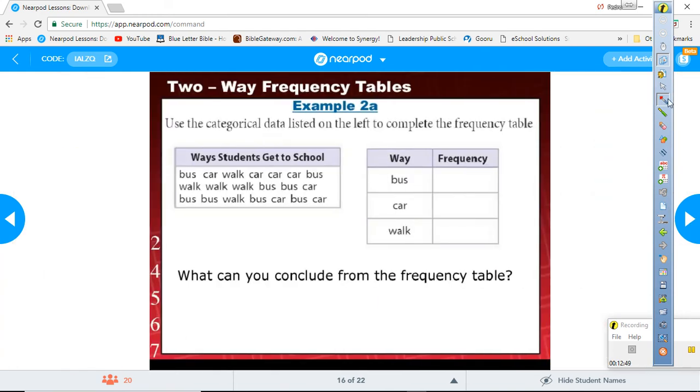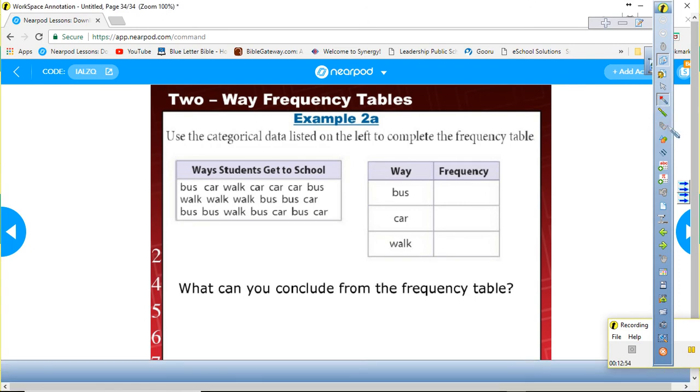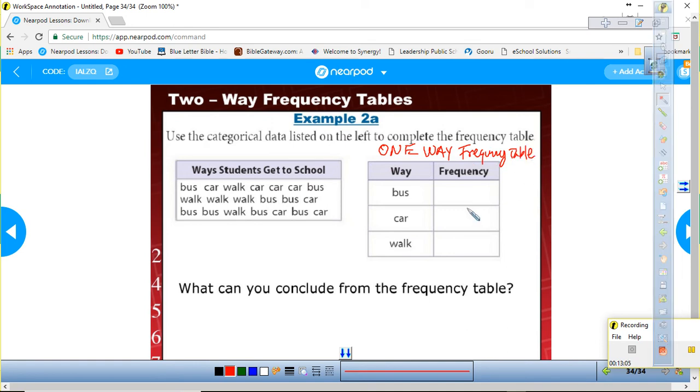This is known as a one-way frequency table. You're saying, why is it one way, Mr. Q? Because when we fill it in, we just go one way. One way and one way. You're like, okay, well, right now we're going to see a two-way. So for right now, let's see this one way.